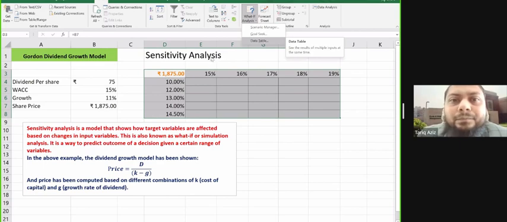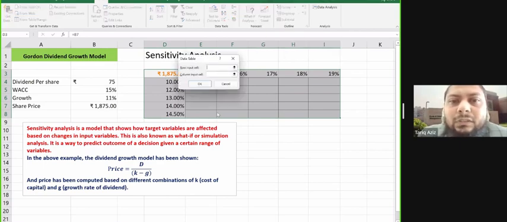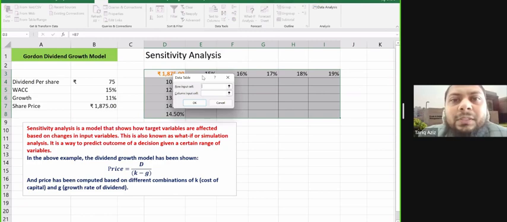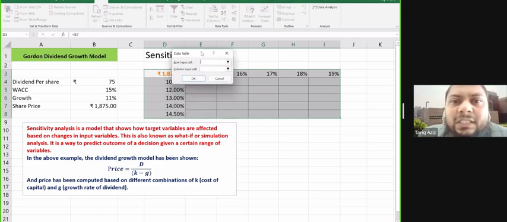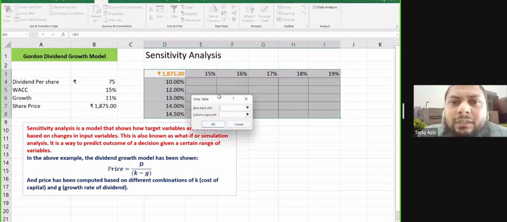Select this data table. Now a box will be displayed. This box is asking us two things. The things that we have written in the row, what is this? 15, 16, 17, 18, 19. Row input cell. So row input cell is actually our weighted average cost of capital. So I will select weighted average cost of capital, which is cell B5.